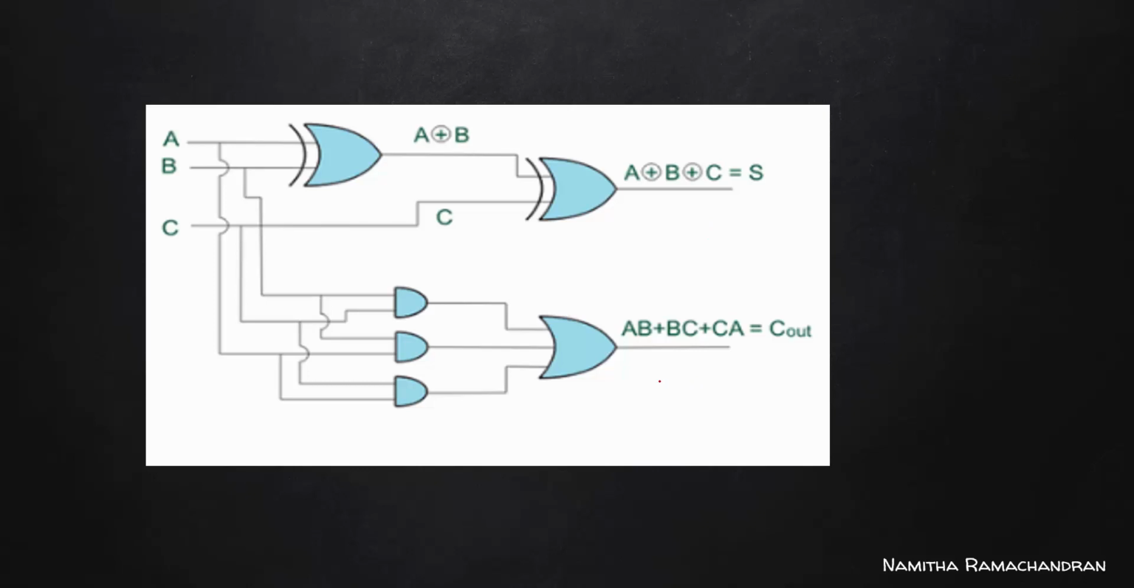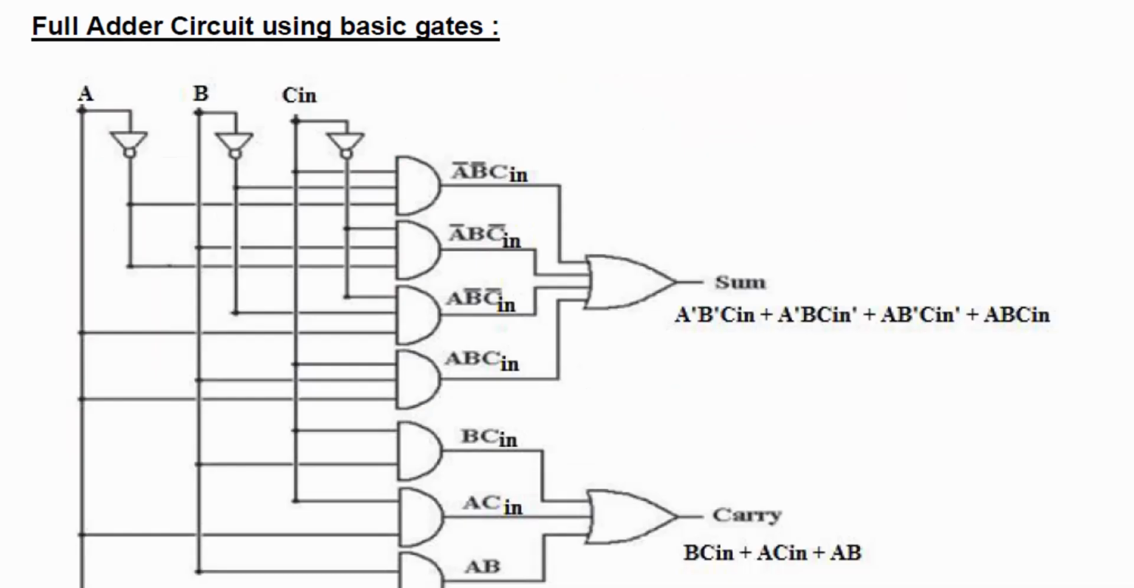But sometimes the question is for implementing the full adder circuit using basic gates only. Then there is no option for using these XOR gates. We need to make use of AND, OR and NOT gates. So this is that circuit.